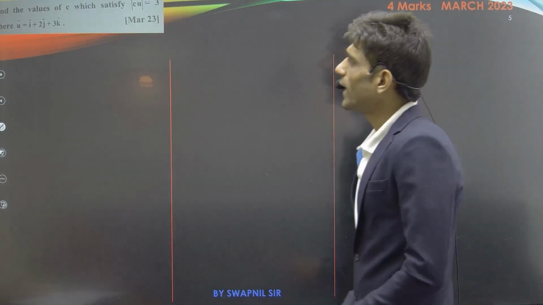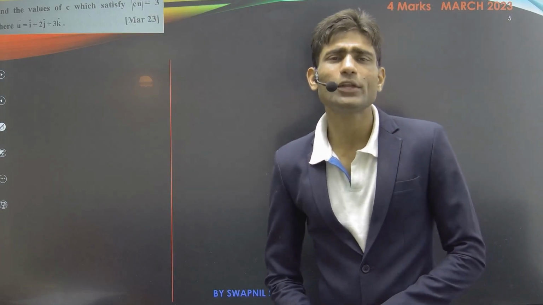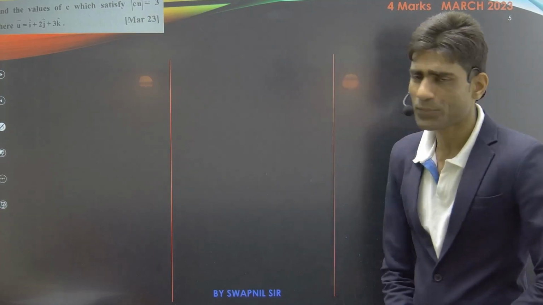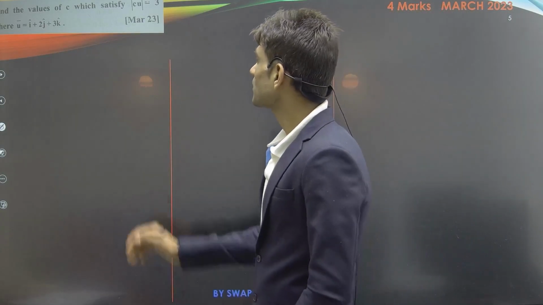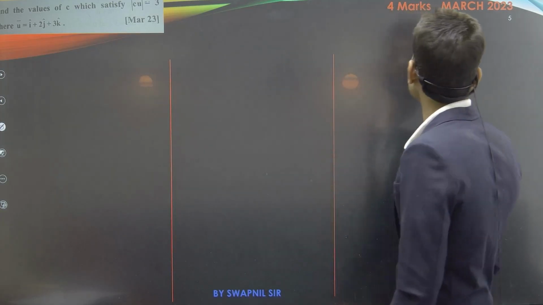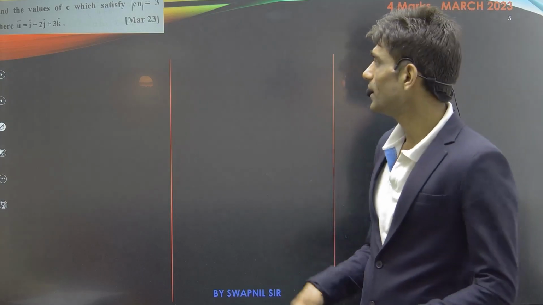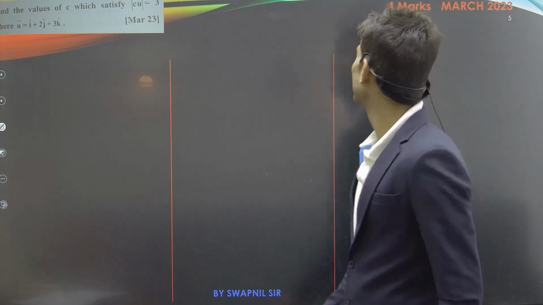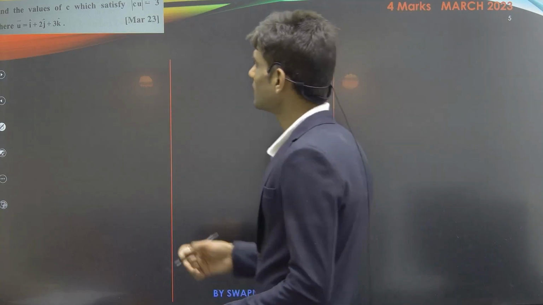So we are given: find the value of c which satisfies modulus of c u bar equal to 3, where u bar is defined as i cap plus 2j cap plus 3k cap. This is a question from the March 2023 board exam, and it asks for 4 marks. The answer is only in 3 to 4 steps.